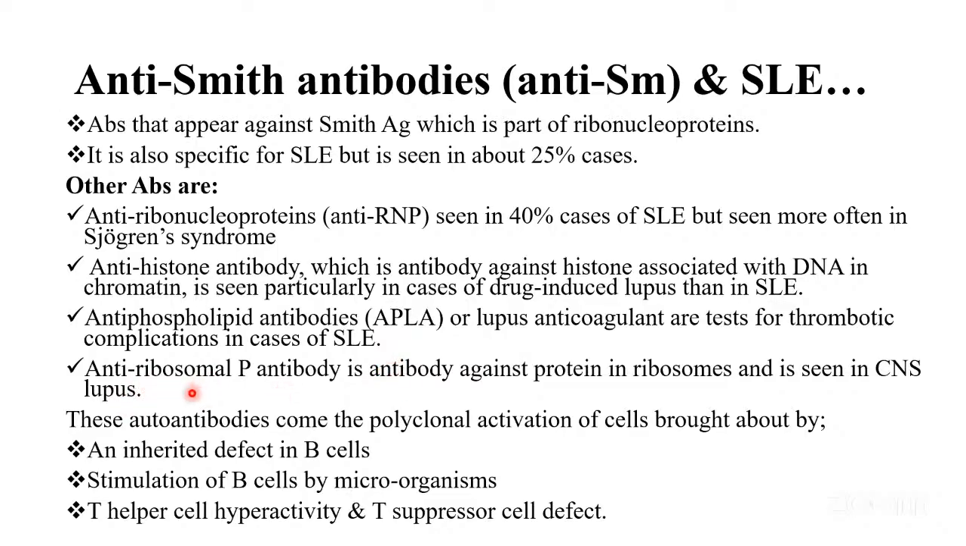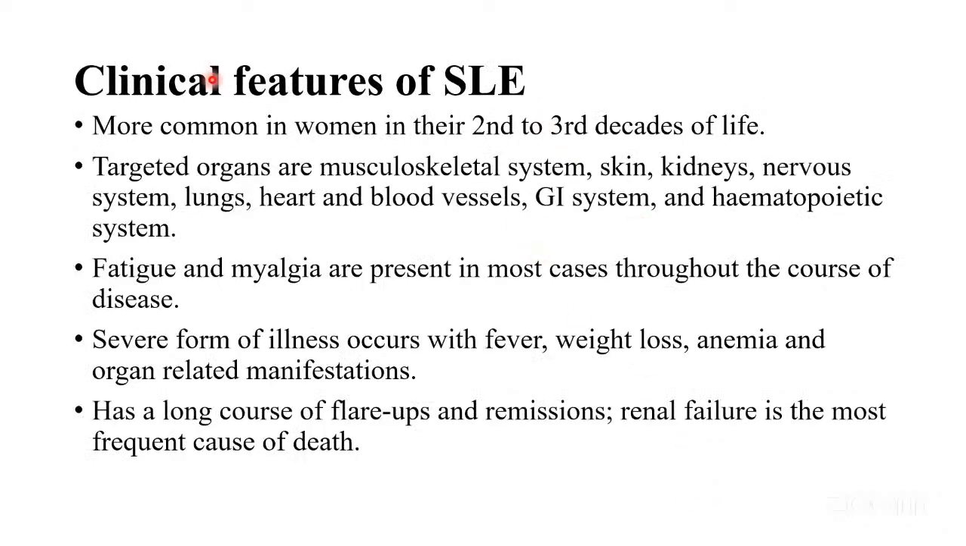And then anti-ribosomal P antibody, which is an antibody against the protein in ribosomes, and is seen in the central nervous system of people with lupus. And these autoantibodies can come from polyclonal activation of cells that are brought about by an inheritance of defective B cells, stimulation of B cells by microorganisms, and T helper cell hyperactivity, and T cell suppressor defects that happen in the thymus. Very non-specific, very, very non-specific.